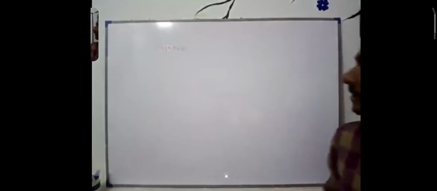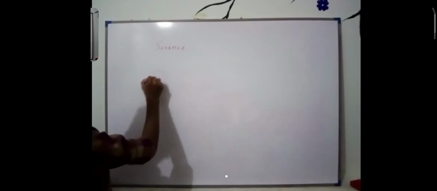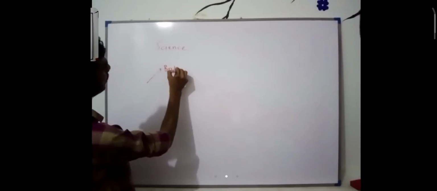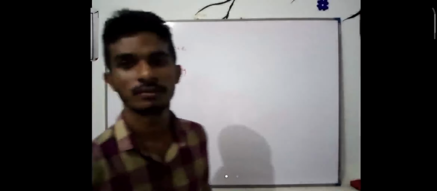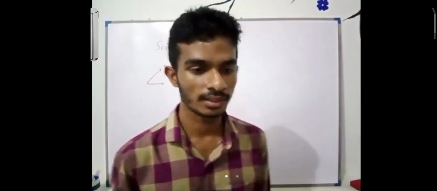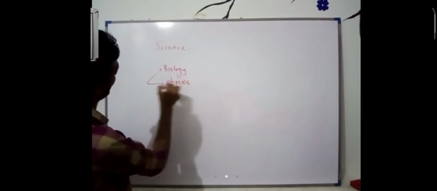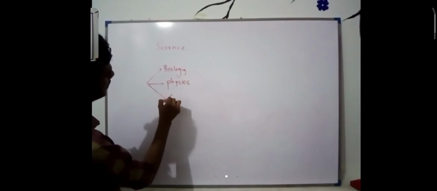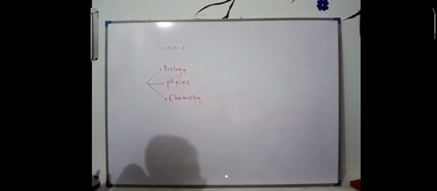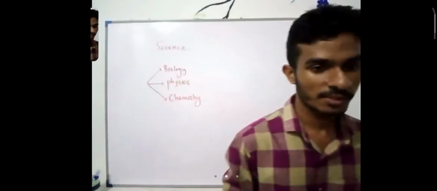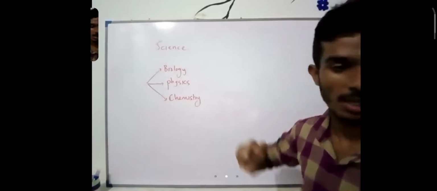Okay. So in science we have three main subjects, main components. What are they? Biology. The second one is what? Physics and chemistry. Okay, right? So in your science book you may have biology units, physics units as well as chemistry units, right?